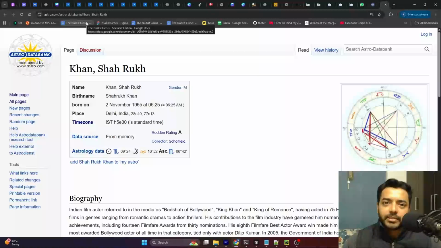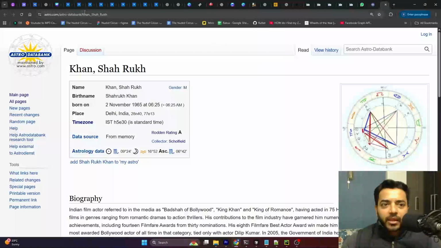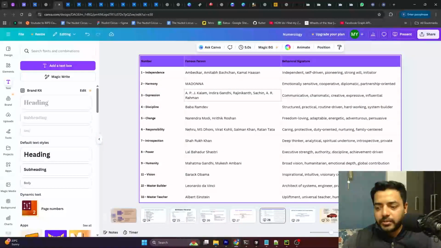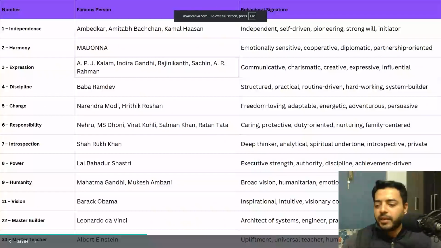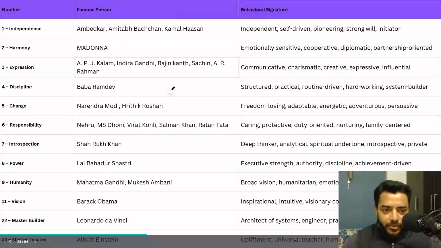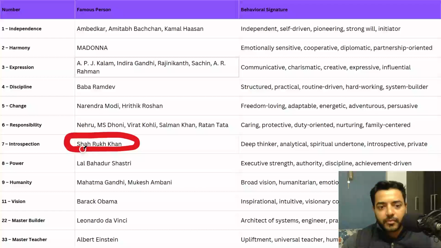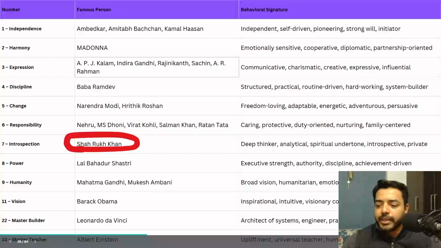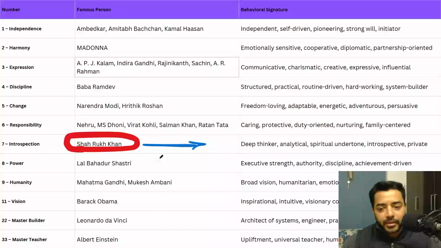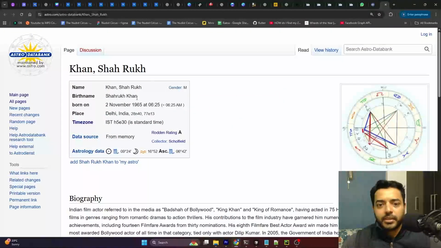We always deal with celebrities primarily because we know celebrities. Their lives are public. Everybody knows that their whole life is out in the media most of the time, and because of that, we understand them, and it's easy to connect them to numbers. So Shah Rukh Khan is the number 7. Using the birth date provided in Astro Data Bank, we come across Shah Rukh Khan's life path number to be 7.